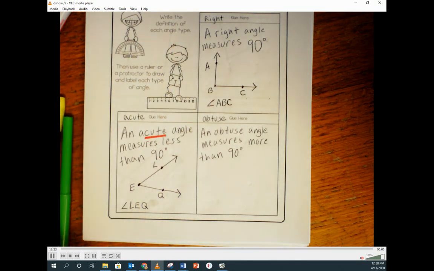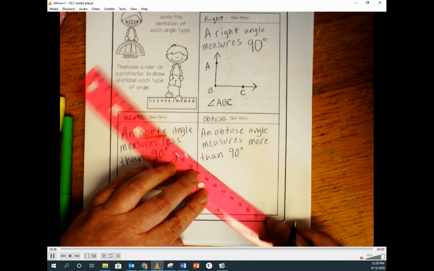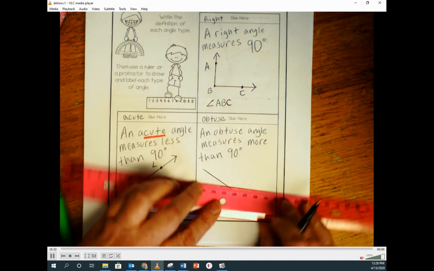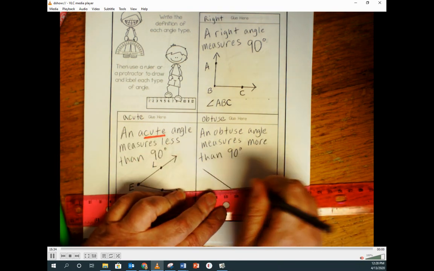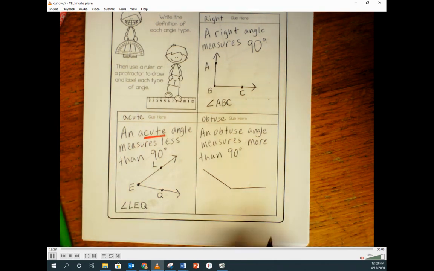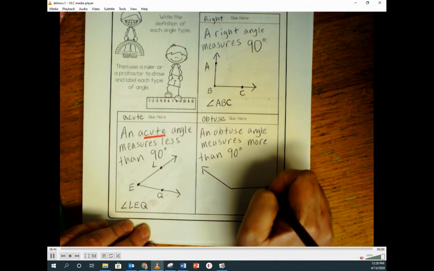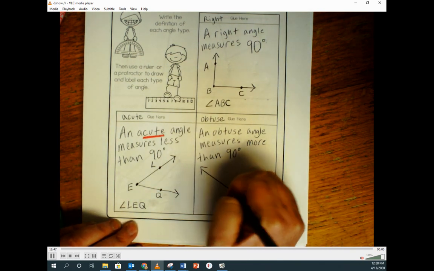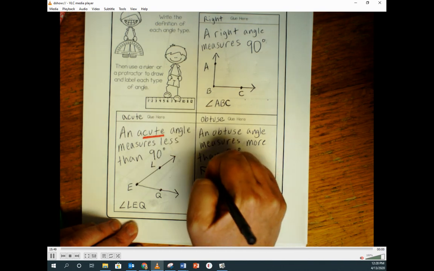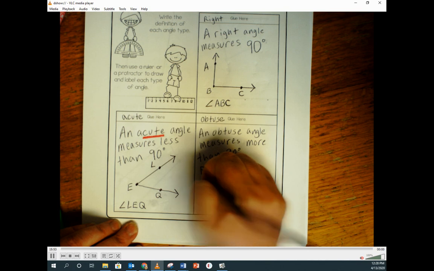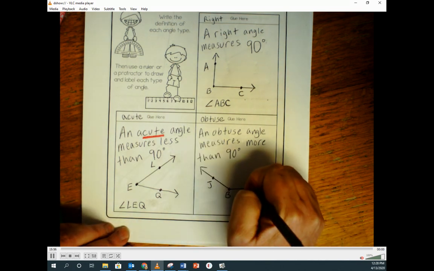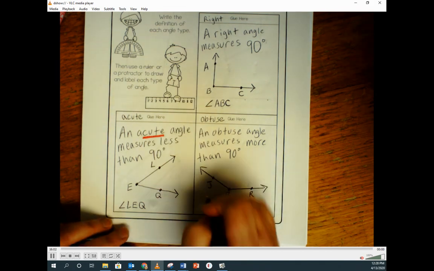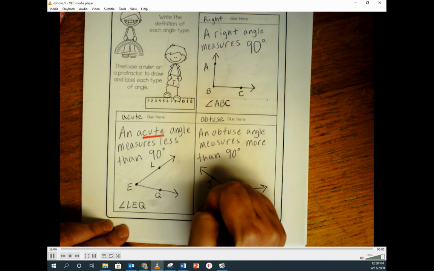So I can take my straight edge and draw one side and then draw the other side. Put arrows on there and then give your angle some letters. So I will do B and J and R. And we would call this angle JBR.